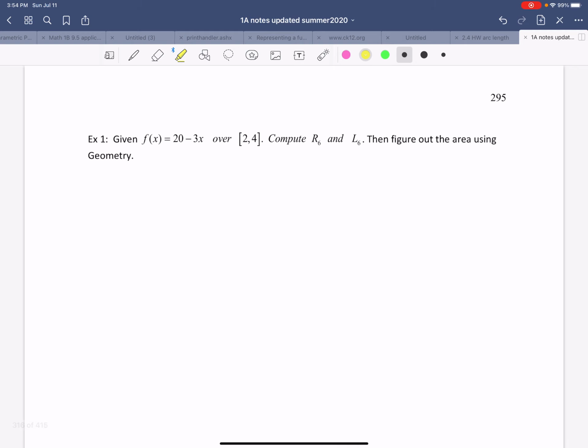So here we're given a curve f of x equals 20 minus 3x from 2 to 4. Compute R6, L6, then figure out the area using geometry. This example is for us to see that when you use a larger number of rectangles, your approximation will be better and better.